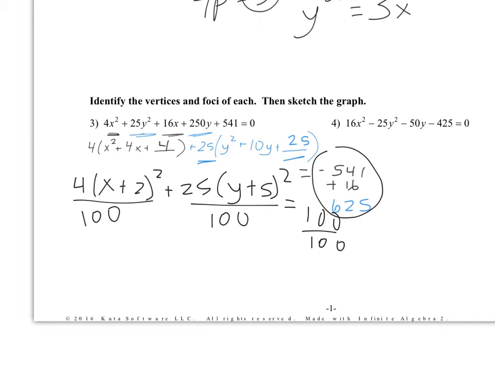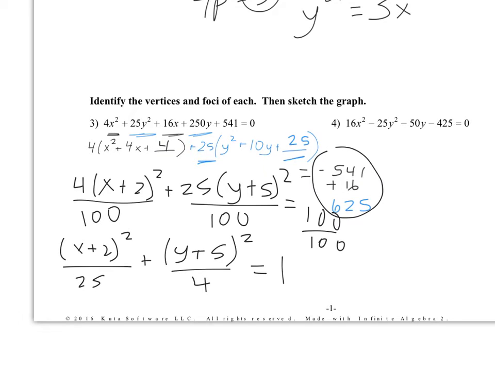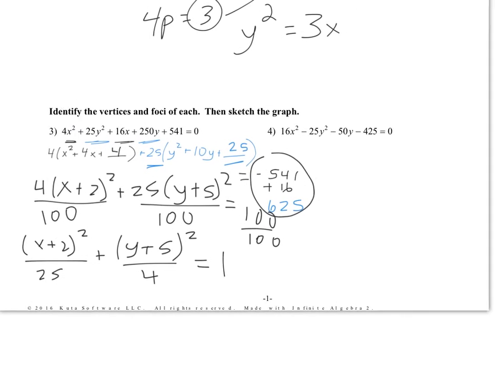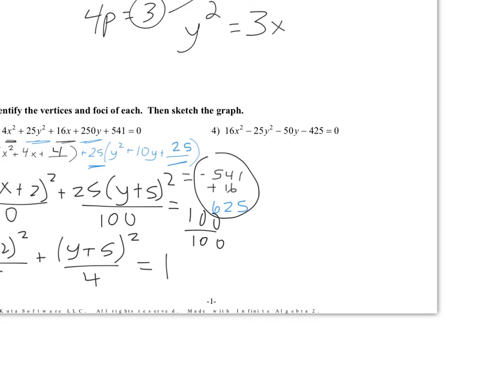so it becomes (x plus 2) squared over 25 plus (y plus 5) squared over 4 equals 1. And I'm running out of room to graph this, so I'll just go into this space here.